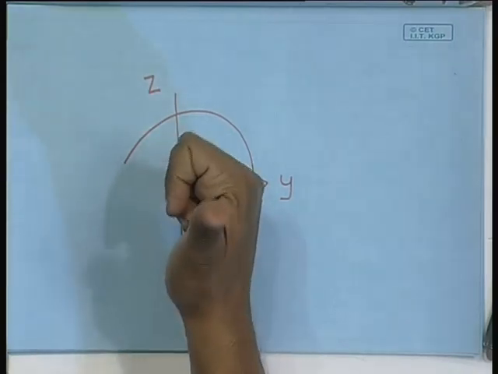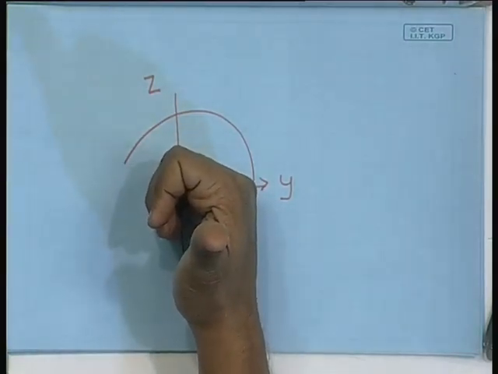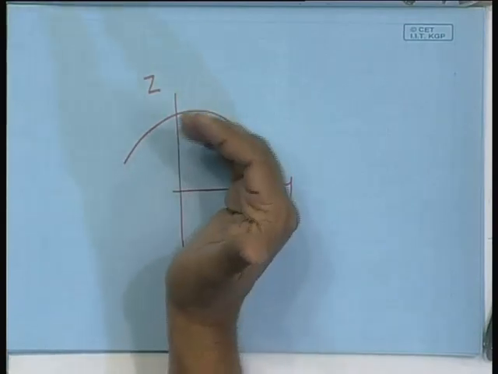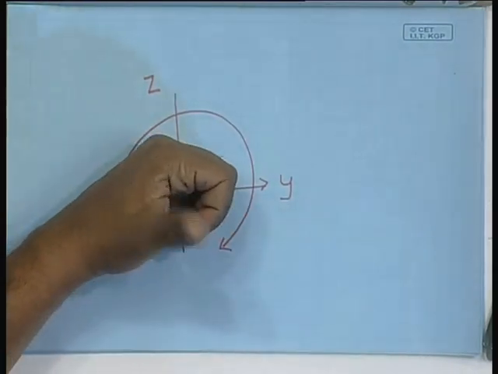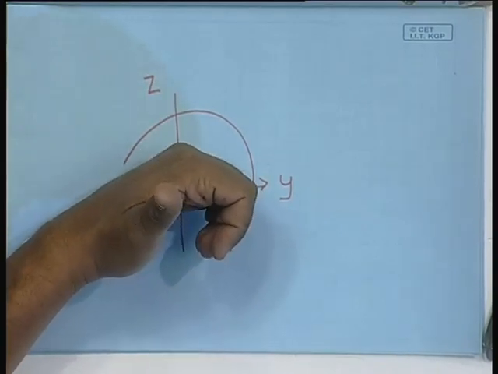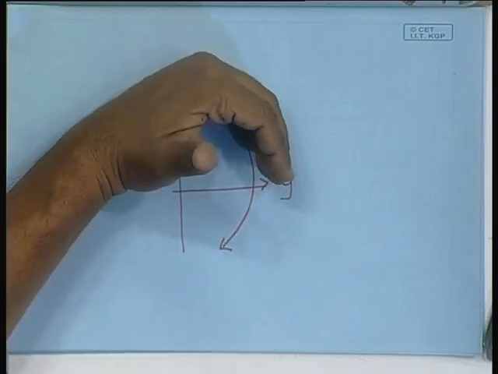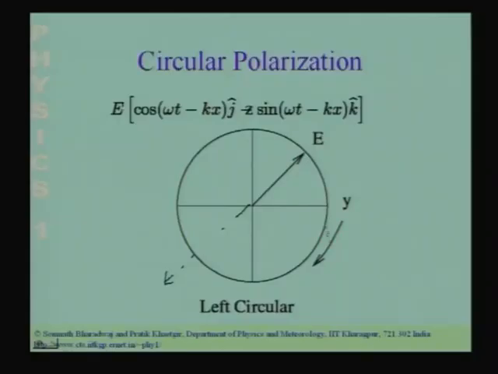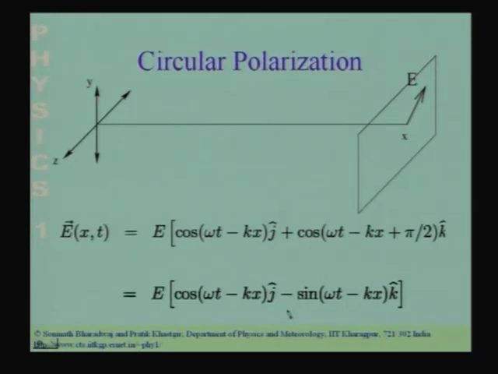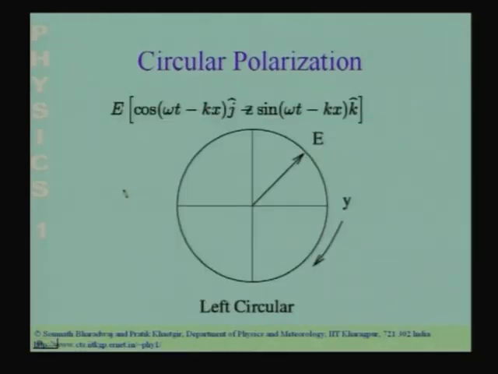Now, if I put my right hand with the thumb pointing out towards the direction in which the wave is going, you see that this does not correspond to right circularly polarized light. Whereas, if I put my left hand here with my thumb pointing outwards towards the direction in which the wave is propagating, it matches with the direction in which the electric field is rotating. So, the situation which we have studied corresponds to left circularly polarized light. The situation where we have put an extra phase of pi by 2 to the current, to the oscillations along the z direction, gives us left circularly polarized electromagnetic radiation.